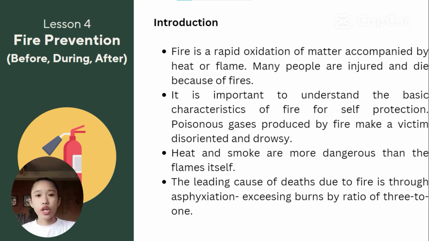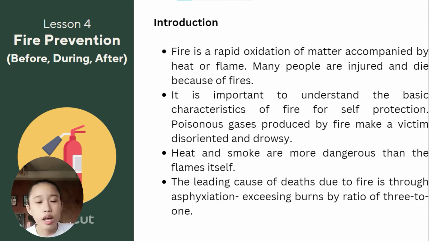So, in this slide, we're going to talk about what is fire. Fire is a rapid oxidation of matter accompanied by heat or flame. Many people are injured and die because of fires. It is important to understand the basic characteristics of fire for self-protection. Poisonous gases produced by fire make a victim disoriented and drowsy. Heat and smoke are more dangerous than the flames itself. And lastly, the leading cause of deaths due to fire is asphyxiation, exceeding burns by a ratio of 3-1.